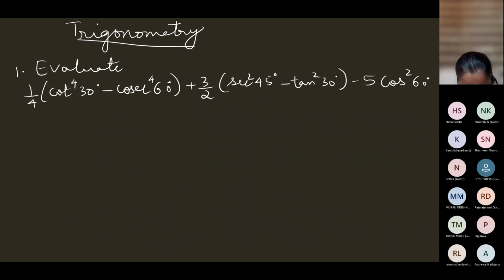Done, children? Ma'am, is the answer -1/2, ma'am? No. Let me check if I've written it correctly. 1 by 4 cot 30 to the power 4 minus cosecant plus 3 by 2 secant tan squared minus 5 plus 60. Yes, I've written it right. I have a different answer with me. Please check.